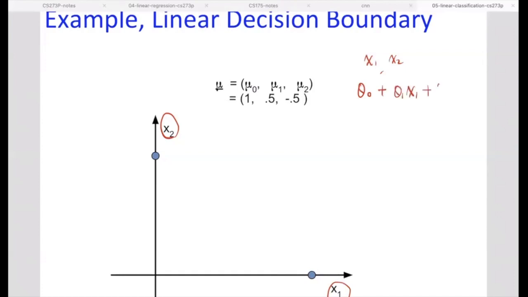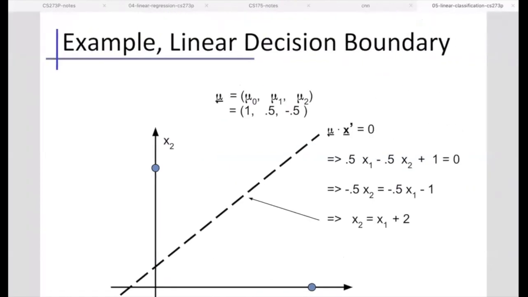And then theta 2 times x2 here. So that's my decision boundary there. Suppose, now let's look at one particular choice of decision boundary with these parameters here. Suppose this is theta here: theta 0 is 1, theta 1 is 1/2, theta 2 is -1/2. So let's look at what this decision boundary will look like.